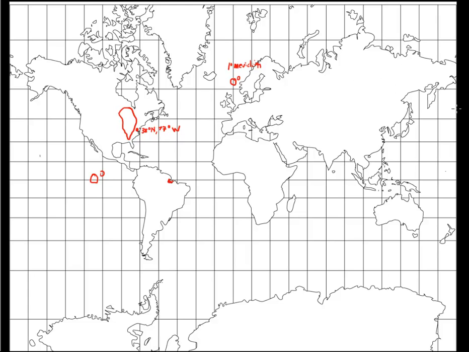But again, this is a coordinate system. You need to figure out how far up and down, and to do that you need lines that go side to side. Those are called latitude. And you need to figure out how far you go east or west, and to do that you need lines that go up and down. You call those longitude lines. We always do latitude first and longitude second.